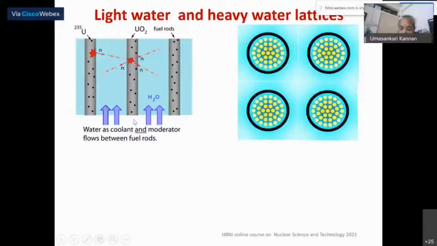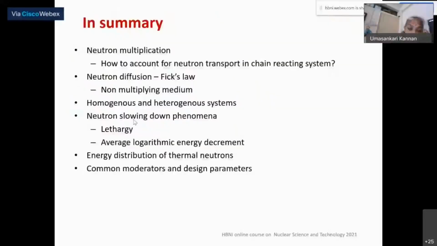What I wanted you to understand is that there are different types of moderators, different moderator characteristics, and different types of interactions taking place. And so the reactor design involves all these concepts. So today I think it's a little heavy. Reactor physics was introduced to you. For the beginners, maybe it is a little difficult to understand, but I have tried to make it as simple as possible.